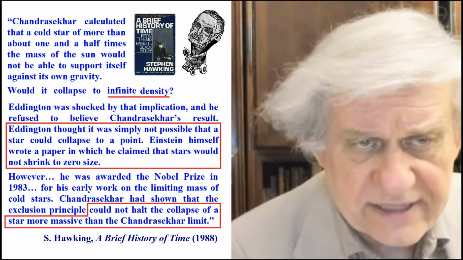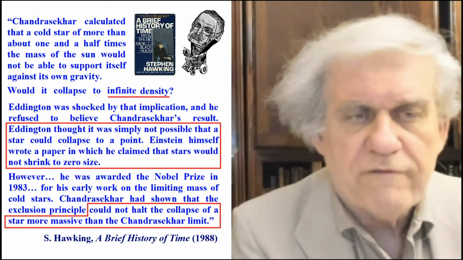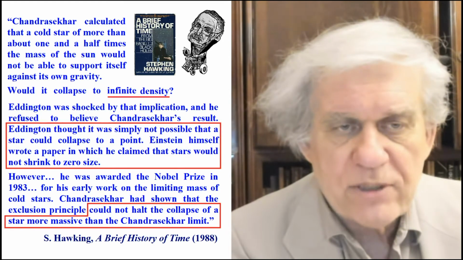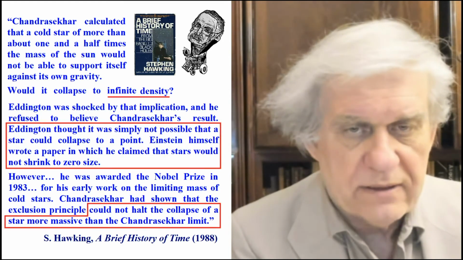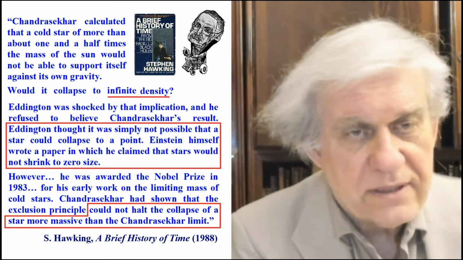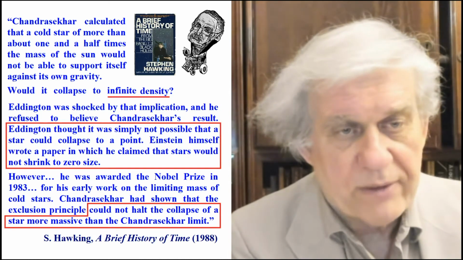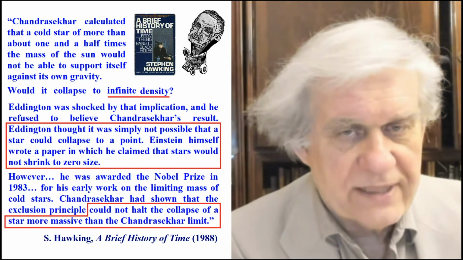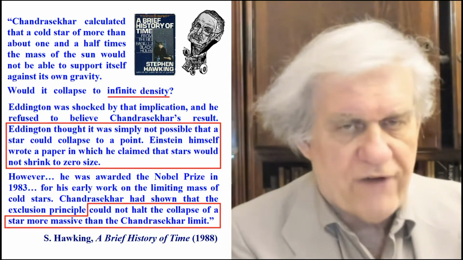He says, Chandrasekhar calculated that a cold star of more than about 1.5 times the mass of the sun would not be able to support itself against its own gravity. 1.5 times the sun collapses, it can't support itself against its own gravity. What does it mean? Would it collapse to infinite density? What is infinite density? It means no volume.